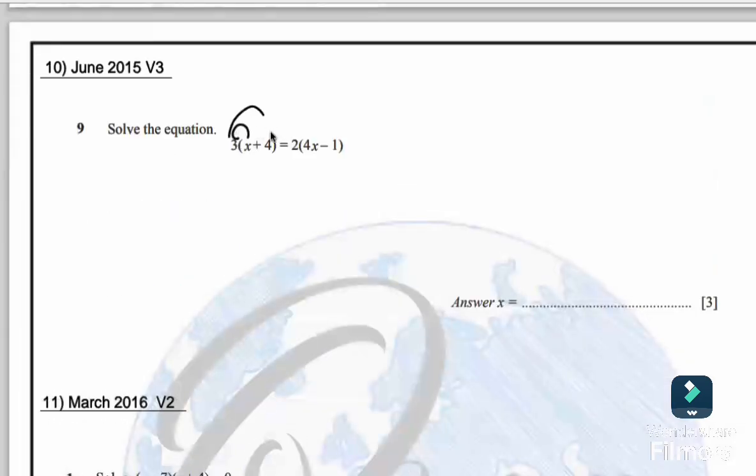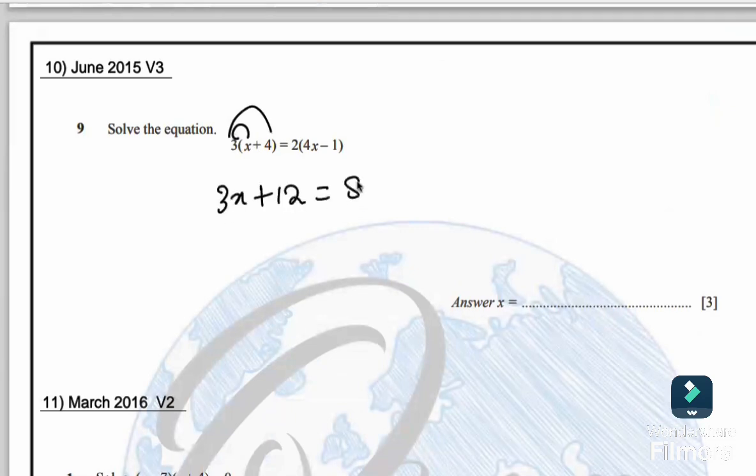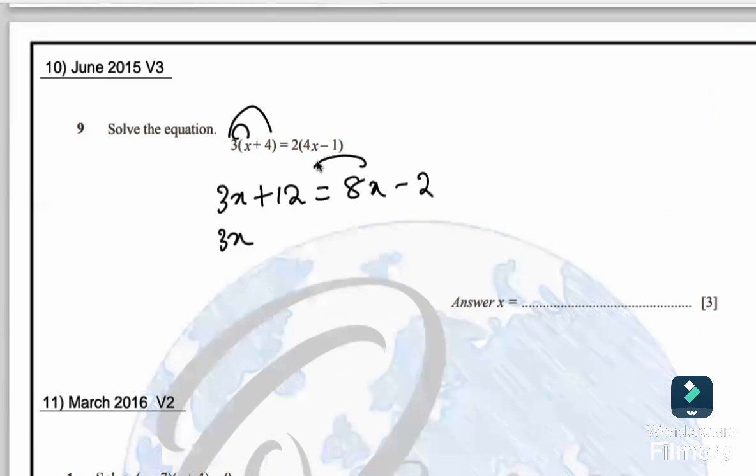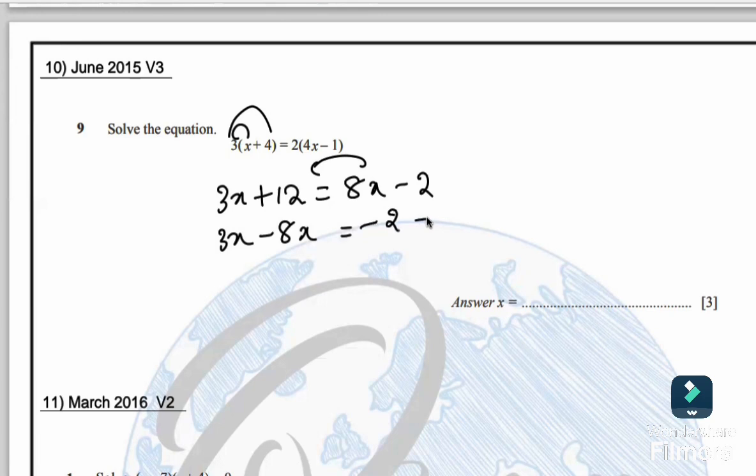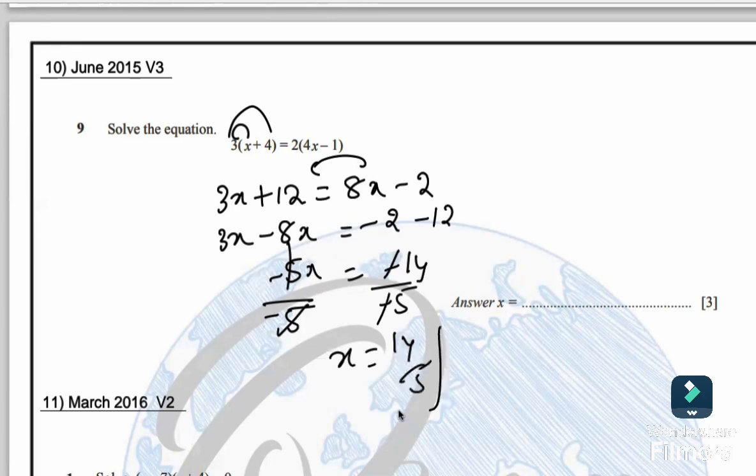Now 3x, open up the bracket. So 3x plus 12 is equal to 8x minus 2. Therefore, 3x, I will bring this negative to the left side. So it will become minus 2 and minus 12. Therefore, minus 14, it will become negative 5x. So divided by negative 5 on both of the sides. So you can write this answer as, negative negative cancel, 14 over 5.